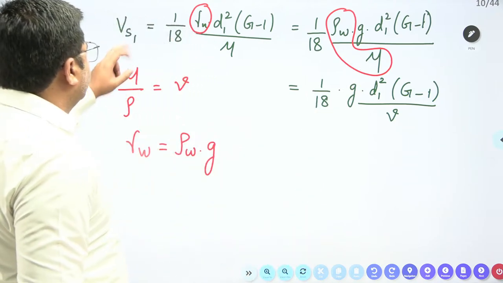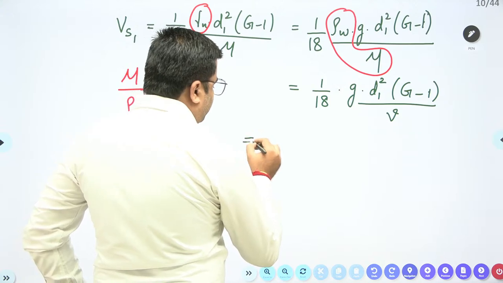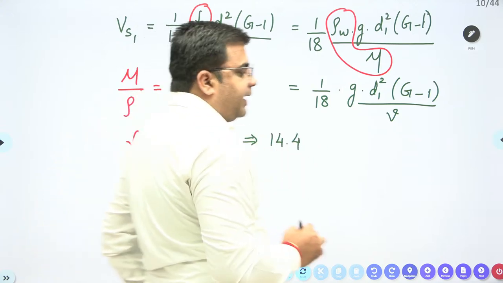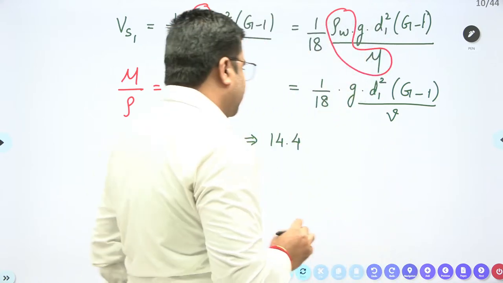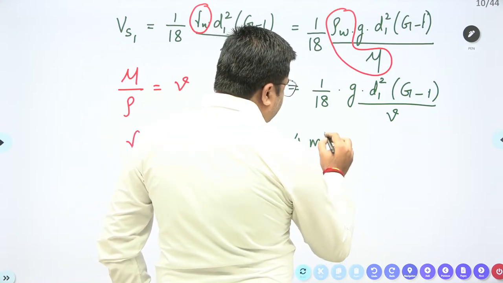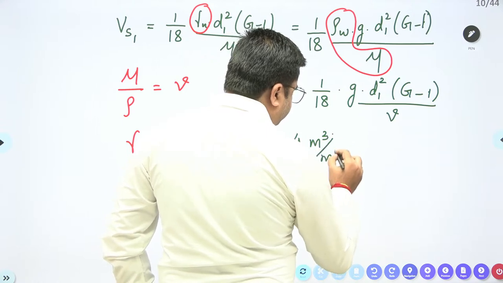Substitute all the values. So Vs1 we have calculated as 14.4. Please take care of the units, right? So this is 14.4 meter cube per meter square per day.